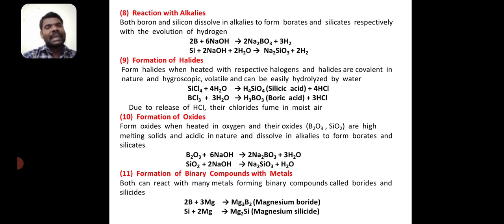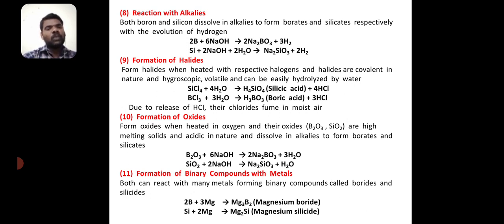The next one is the formation of halides. They form halides when heated with the respective halogens, and the halides are covalent in nature, hygroscopic, volatile, and easily hydrolyzed by water. For example, silicon chloride reacts with water to form silicic acid. Likewise, boron trihalide BCl3 reacts with water to form H3BO3, boric acid.